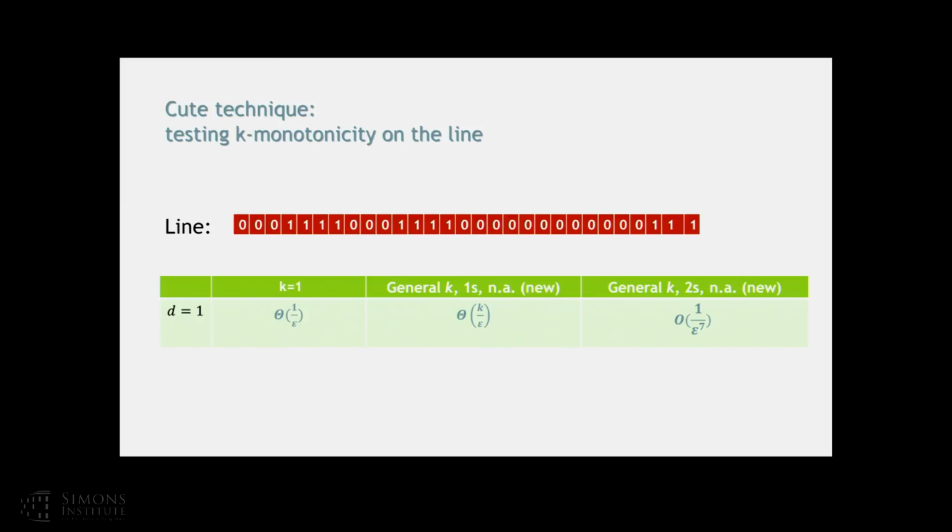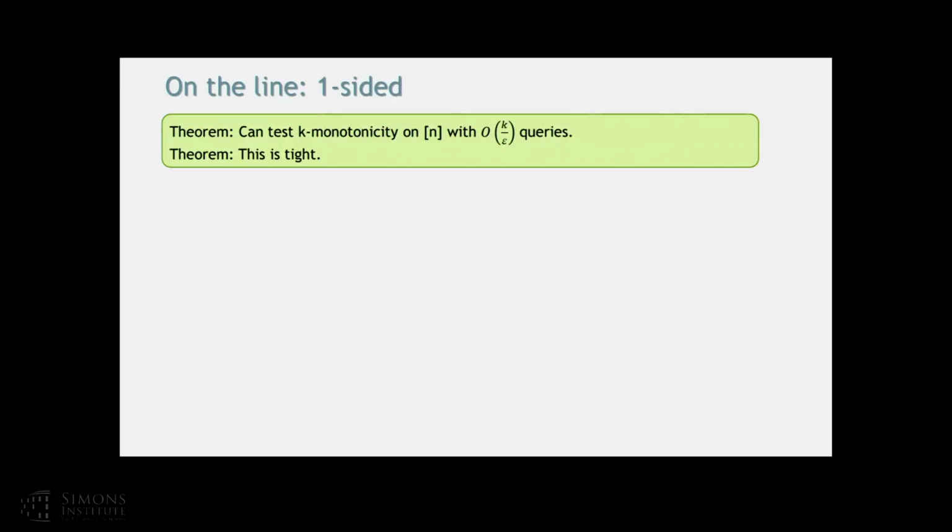And one thing that's kind of cool is that if you are allowed two-sided error, so that you don't have to accept every k-monotone function, then the dependence on k goes away. There's no lower bound that depends on k. You can get an algorithm that depends only on epsilon for its query complexity, which is pretty cool. Let's talk about these briefly since we have time for it.